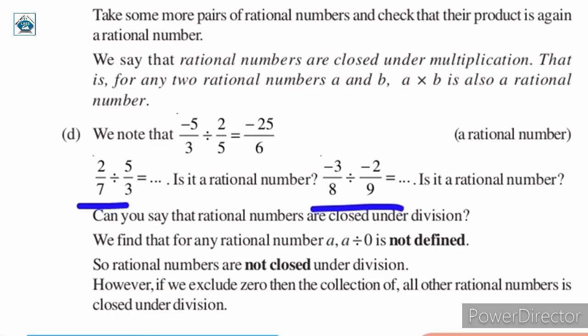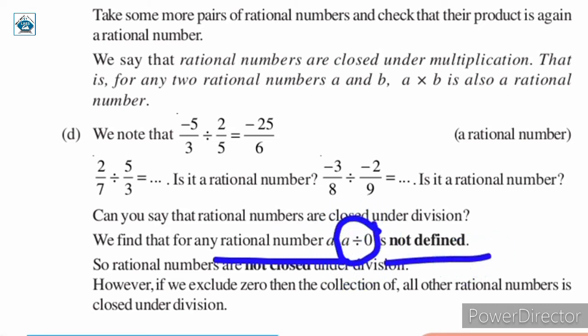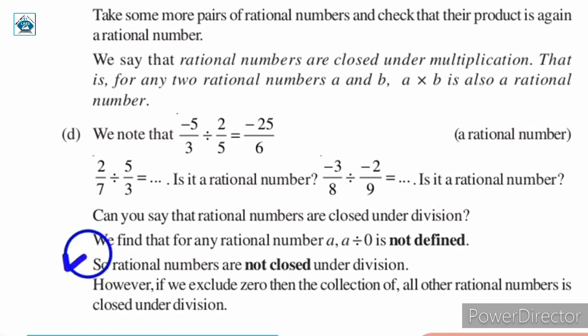And here you are asked, can you say rational numbers are closed under division? We are given one example. For any rational number a, a divided by 0 is not defined. As we all know, division by 0 is not defined. Now, 0 is a rational number, and when we divide a rational number by 0, the answer is not defined. So we can say rational numbers are not closed under division.